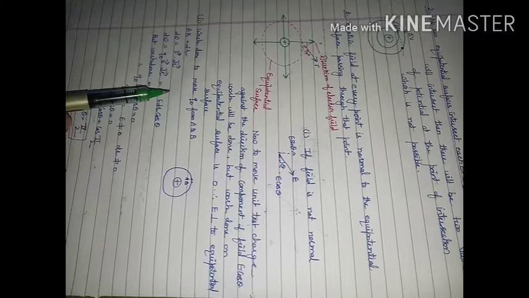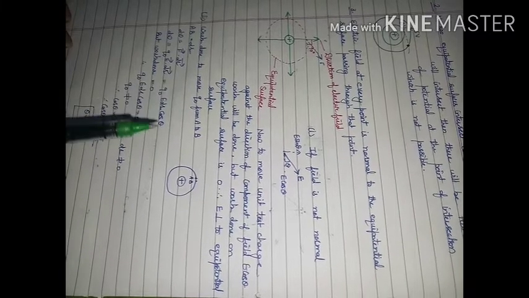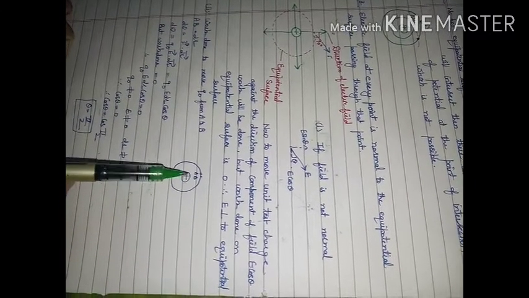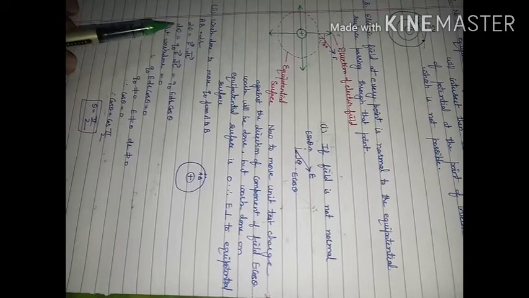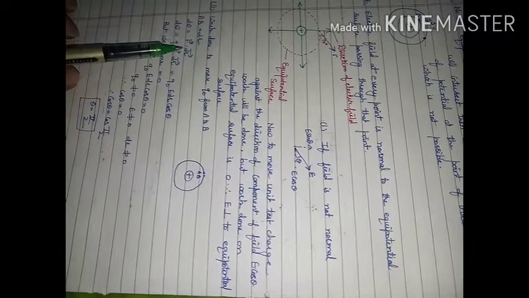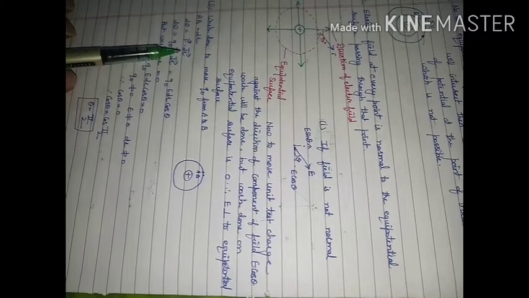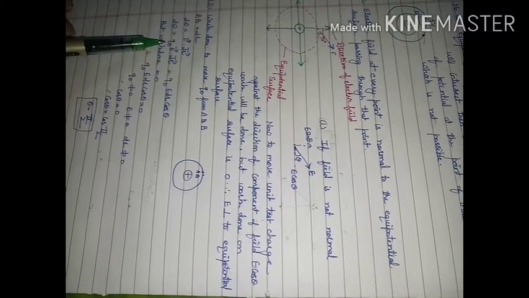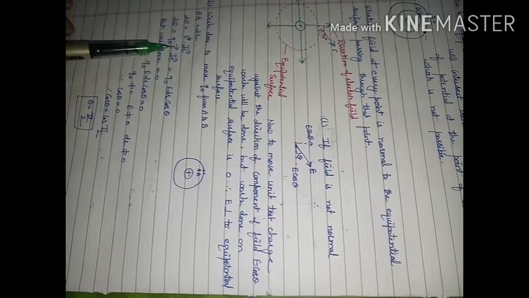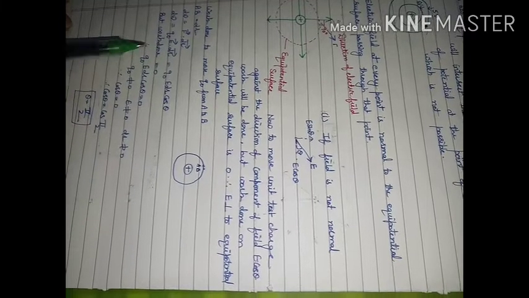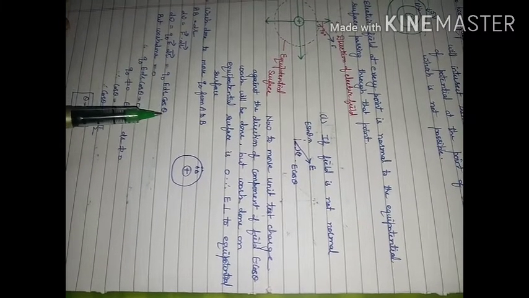If we are going to move a charge Q0 from A to B, and this much displacement we are giving by dr, then the amount of work done to move the charge will be force multiplied by displacement. Let the force experienced by charge Q naught in field E be Q naught E and displacement be dr. So work done will be Q naught E dr cos theta.